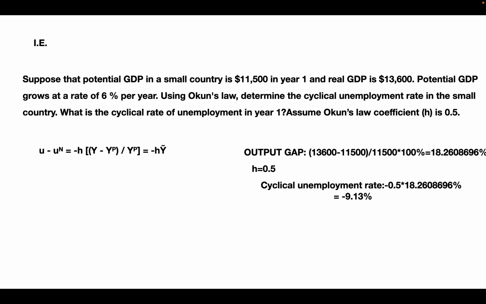First of all, we need to calculate the output gap, which is the real GDP minus potential GDP, over potential GDP, times 100%, which is approximately 18%. And we also know that the coefficient H, which is 0.5, usually comes with a negative relationship, so we can see that there's a negative sign in the formula, which means that the result from the formula is negative 0.5 times 18%, which is negative 9.13%.